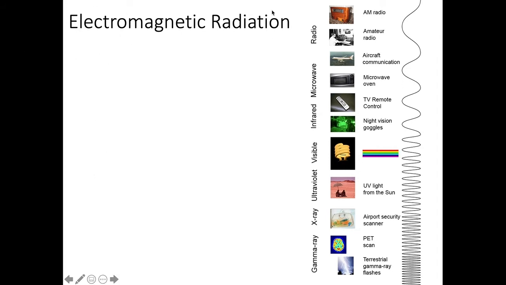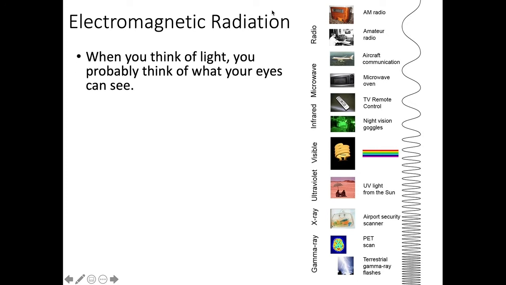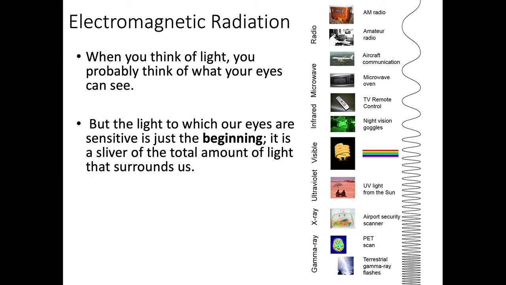That's the electromagnetic spectrum. So when you think of light, you probably think of what your eyes can see. So you're sitting at home, it's dark, you want to read your book, you turn on the light, then you can see. That's light. You go outside, you look up at the sun, it's coming through the clouds, that's light. But light is not just what our eyes can see, that's just what our eyes are sensitive to. It's just a sliver, a small portion of the total amount of light that surrounds us. There's a large amount of light that we actually cannot see.